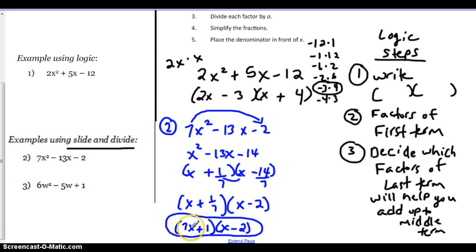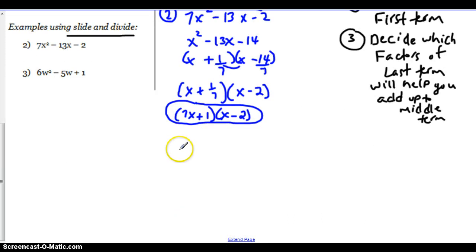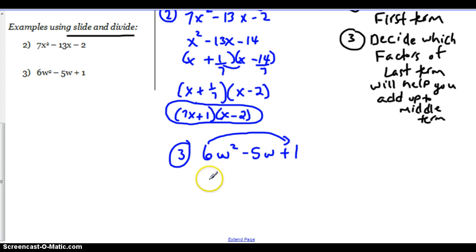A good thing to do tonight, if you have time, would be to check it using the logic method. I want to walk through problem number 3 with you because slide and divide takes a little more practice. So I'm going to finish on practicing number 3 before we stop. So number 3: again our first step is slide, and the 6 slides to the 1, so 6 times 1 is 6. So we're left with w squared minus 5w plus 6.